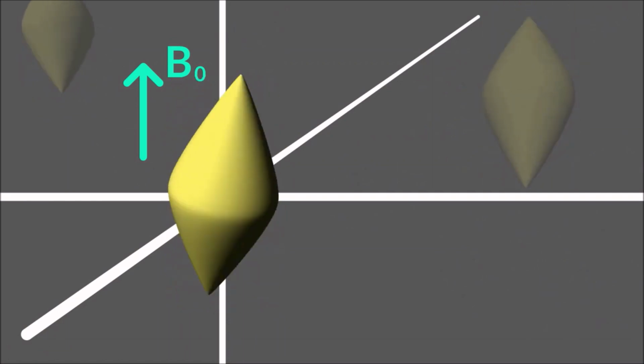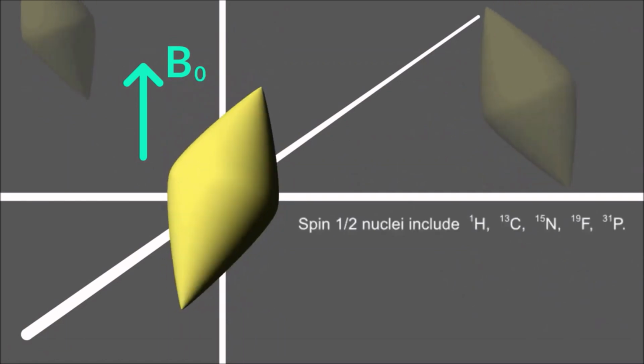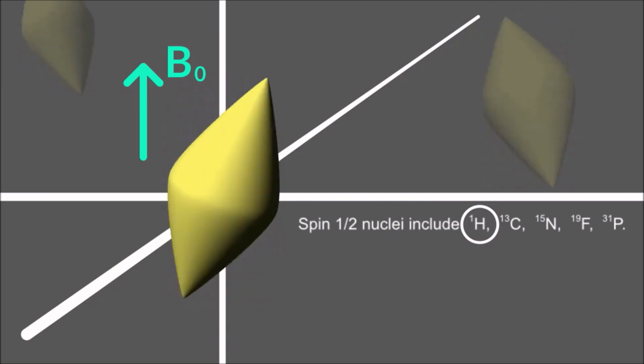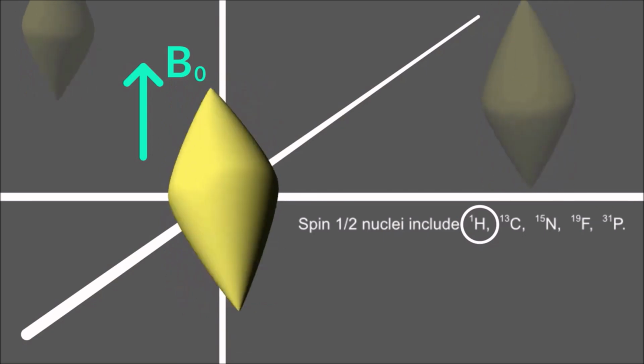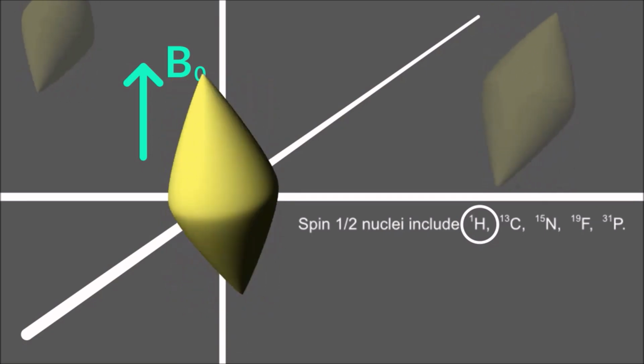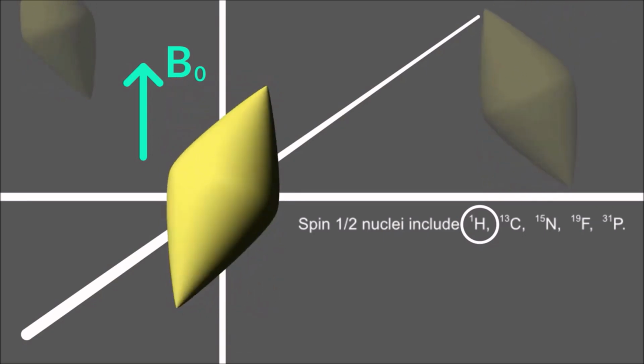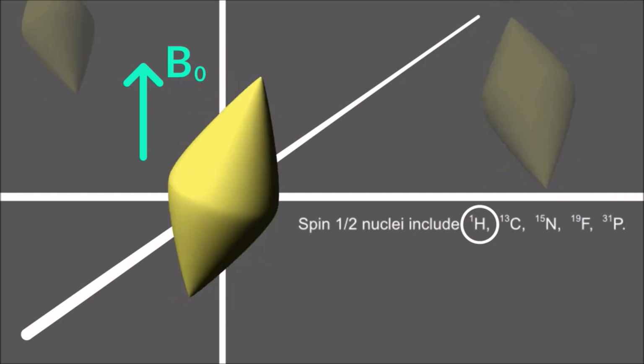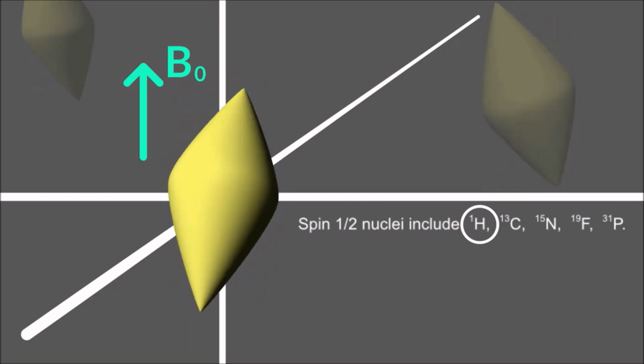Different nuclei have different spins, and the ones with spin 1/2 can exist in one of two possible spin states. These include the following atomic isotopes. The hydrogen nucleus, usually referred to as simply the proton, is present in almost all organic compounds and is the one most frequently analyzed by NMR.